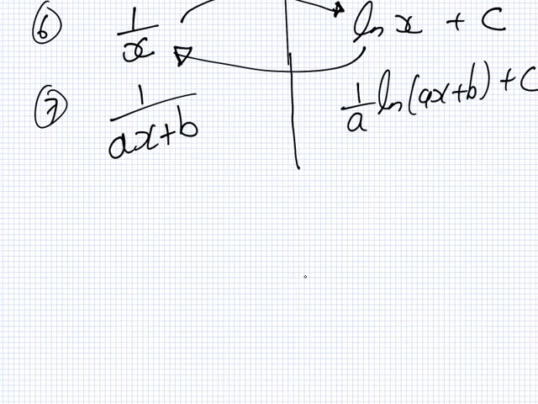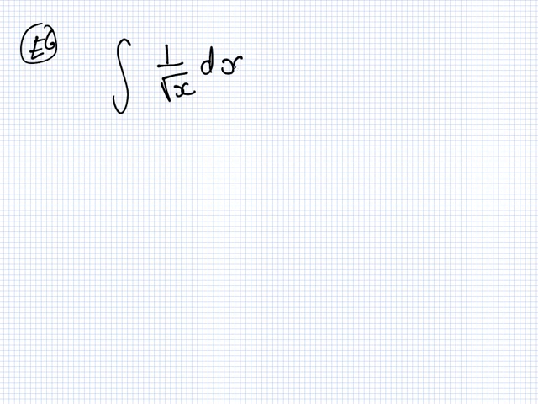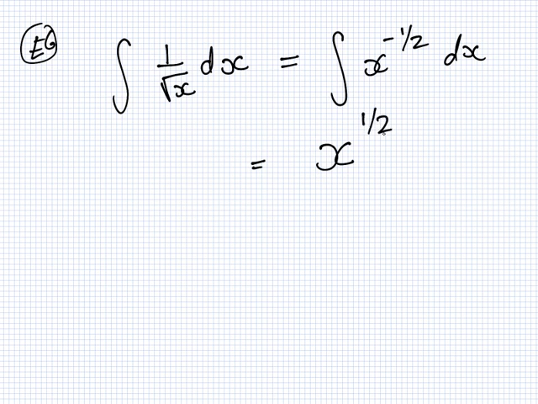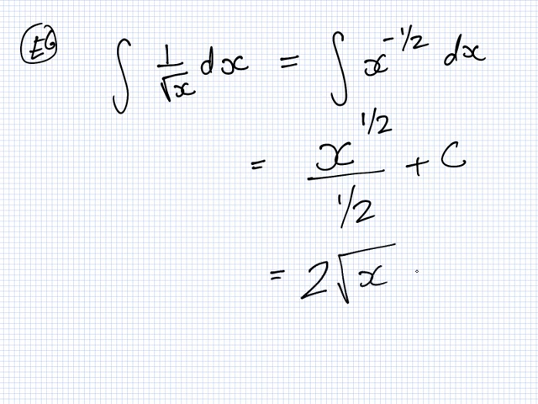Let's have a look at our first example. Let's say I want to integrate 1 over root x. So what should I do first? Change this to integrate x to the power minus a half, dx. Now the rule says you add 1 to the power. So if I add 1 to this power, I'll get what? 1 over 2. And I divide by the new power. So in other words, I can simplify this into 2 root x plus c.